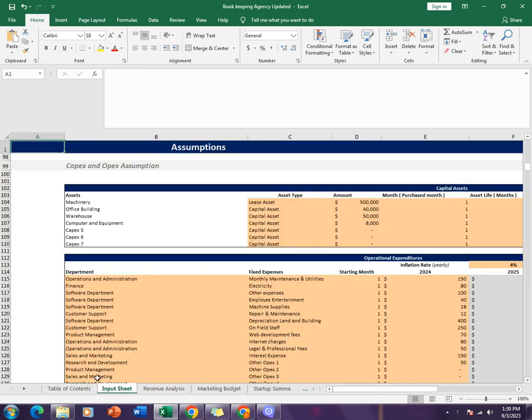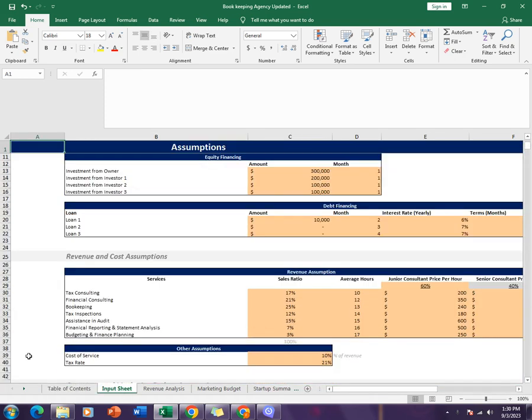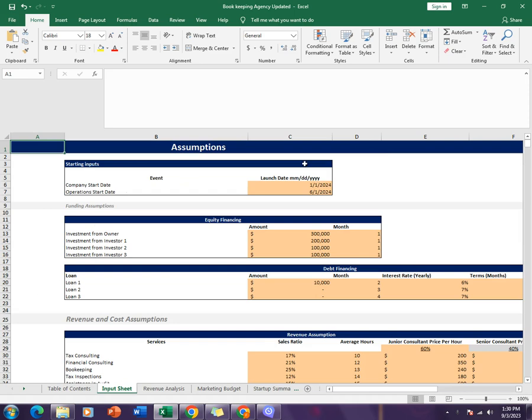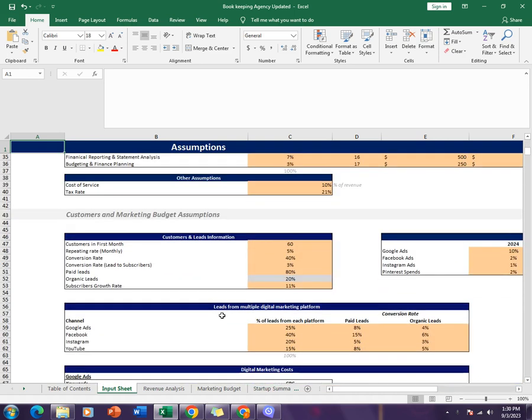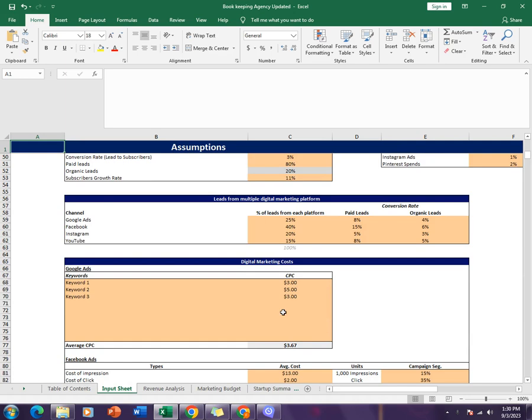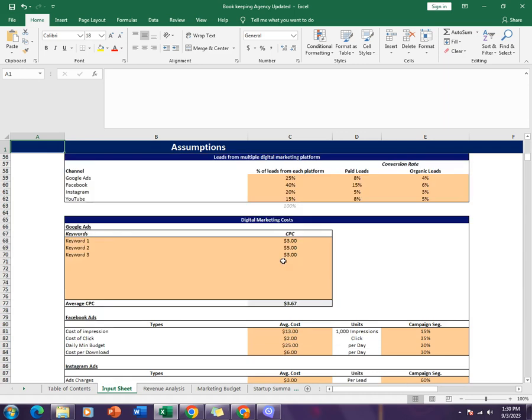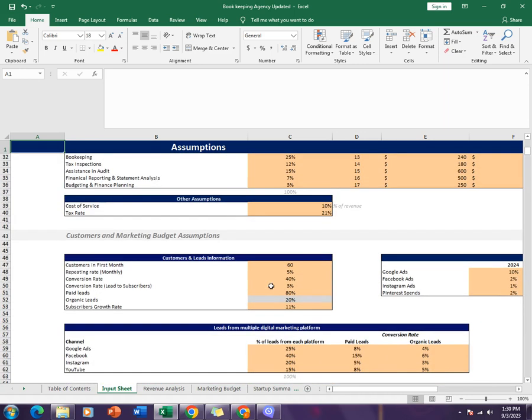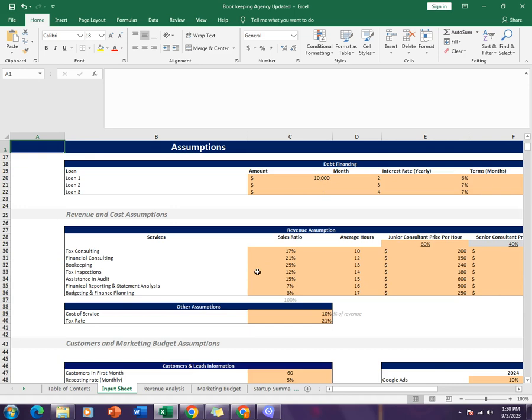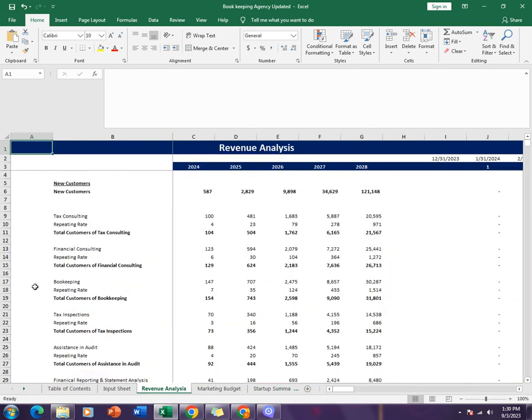As you can see, the input cells over here include the starting input funding assumptions, the revenue and cost assumptions, as well as customer marketing budget assumptions, and OPEX and CAPEX assumptions, and working capital. These peach cells are changeable, so you can change them accordingly. For example, if we change this average hour from 10 to 15, it will have an impact in the revenue analysis.